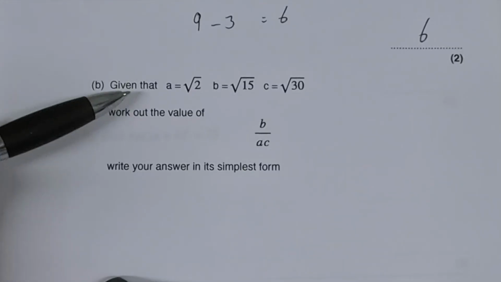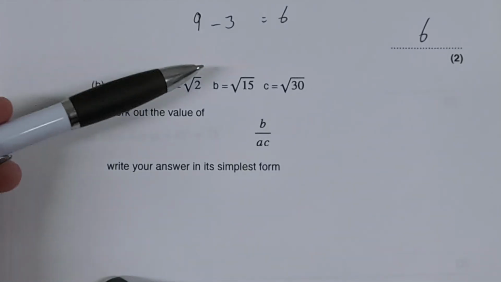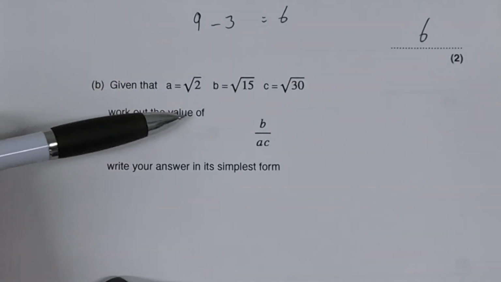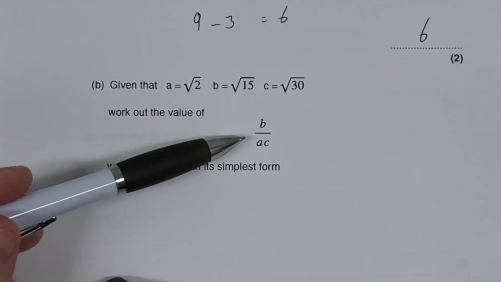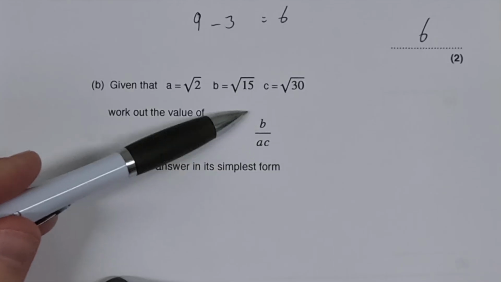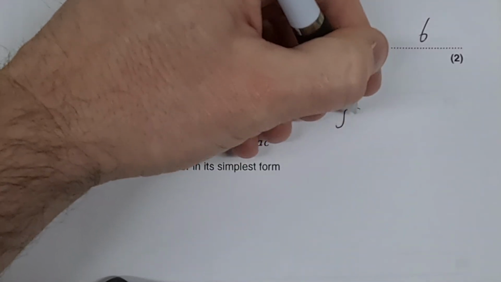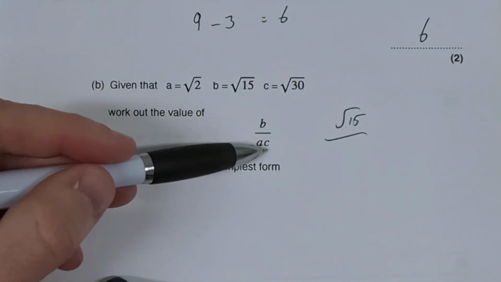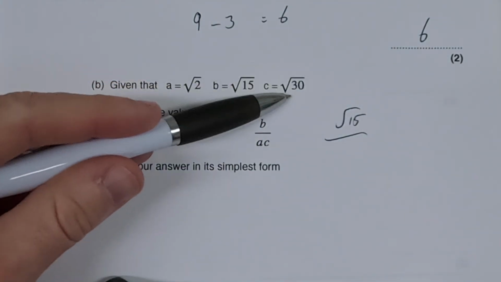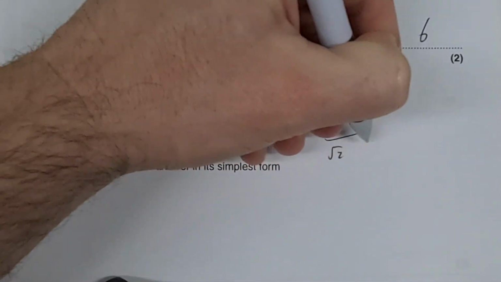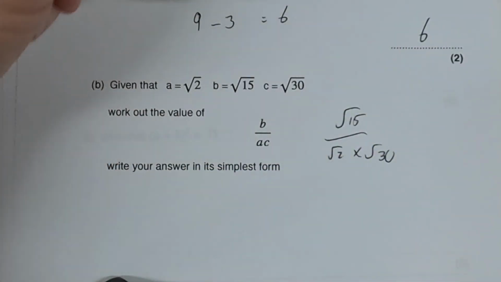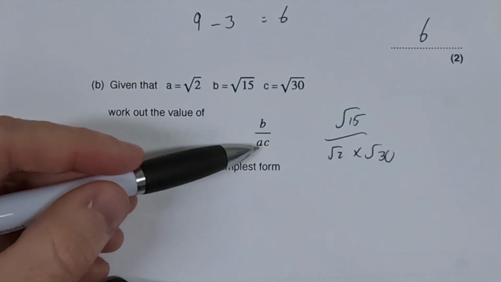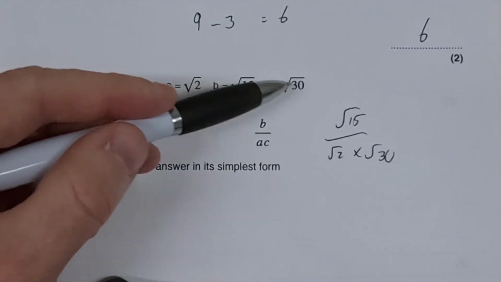Okay, part B says, given that A is equal to root 2, and B is equal to root 15, and C is equal to root 30, we've been asked to work out the value of B over AC. Okay, so B, that's root 15, so you've got root 15 on the numerator, and then on the denominator you've got AC, so it's going to be root 2 times root 30. So we've just substituted in the surds for each of the letters, and with AC it means A times C, so we've got root 2 times root 30.